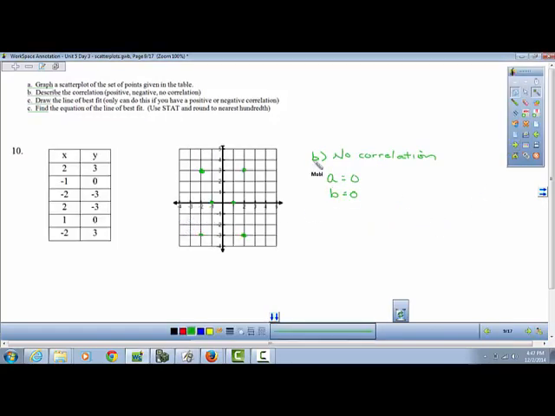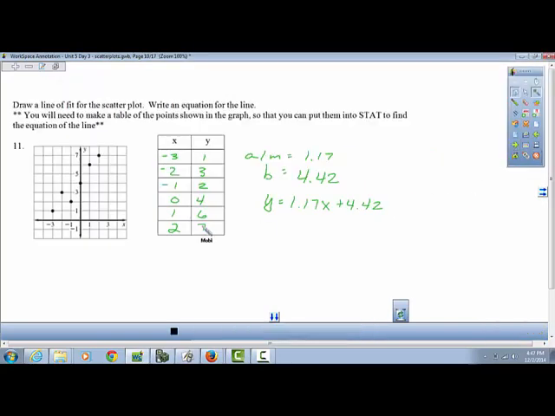For number 10, there is absolutely no correlation in these points, and when you plug these numbers into your stat deal, you're going to get a equals 0 and b equals 0. Then last but not least, draw a line of fit for the scatter plot. Write an equation for the line. And that's your line of best fit.